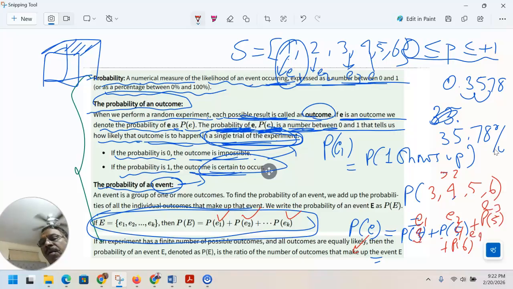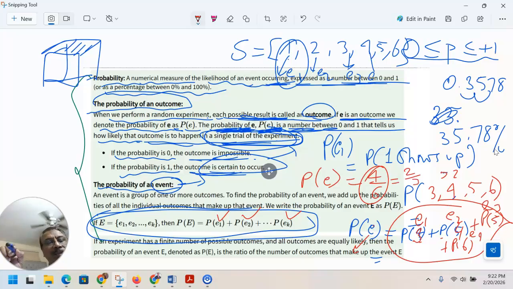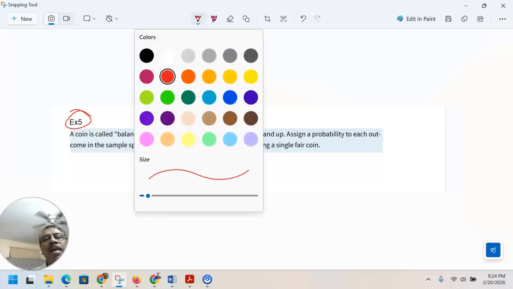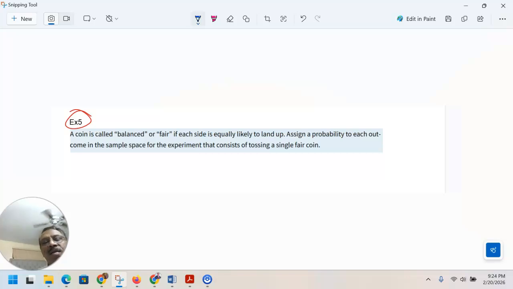So instead of doing all this, we write directly probability of event E, which means number greater than 2, and there are 4 of them, so it is 4 out of 6. Of course, you can reduce it to 2/3 also. So look at this example number 5. Everything I already did in the first 30 minutes, so it's the same.